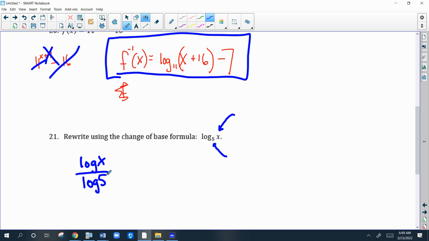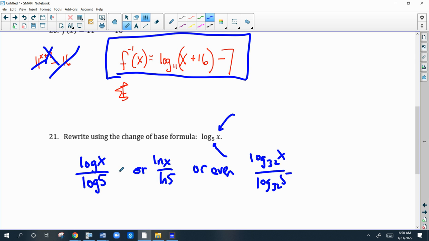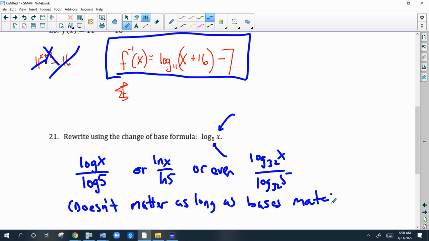It doesn't have to be log base 10 like these are. It could be ln if you want, as long as they're both the same. Oops, I just screwed that up. Or ln x over ln 5. Or even log base 32 of x over log base 32 of 5. It doesn't matter, as long as the bases are the same. So that's it. I'm just going to circle one of them.